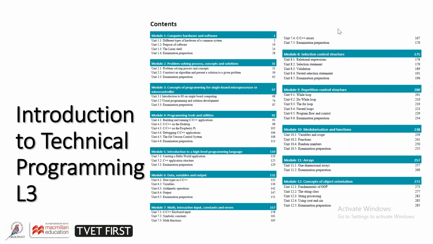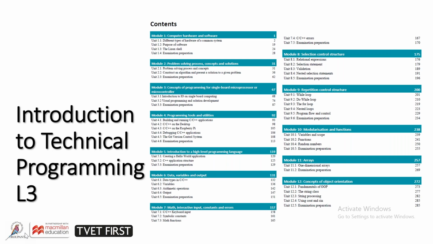Okay, so let's have a look. We've got module 1, computer hardware and software. Module 2 is problem solving. Again, these concepts are a recap of level 2, but now we go into greater detail. Okay, so now we go into greater depth. I'll unpack this depth just now. Module 3 is dealing with the concept of single board microprocessor and microcontroller. Module 4 is programming tools, utilities. Module 5 is introduction to high-level programming language. And then we're going to be making use of the visual programming language there.